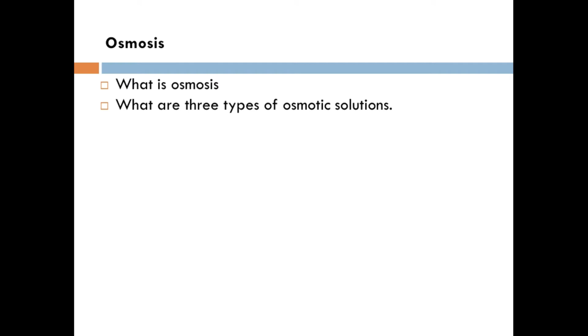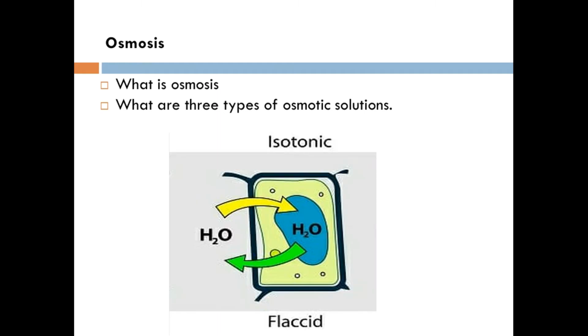What are the three types of osmotic solutions? There are three types of osmotic solutions. That is the isotonic solution, the hypotonic solution, and the hypertonic solution. An isotonic solution is when the solute concentration is balanced with the concentration inside the plant cell. In an isotonic solution, the water will move between the solutions, but the rates are the same in both directions. Thus, the water movement is balanced between the inside of the plant cell and the outside of the plant cell.